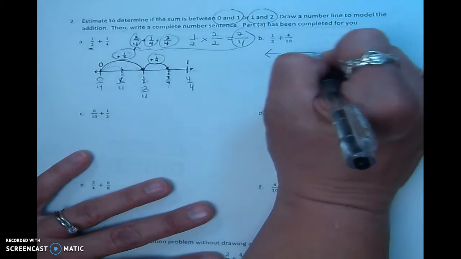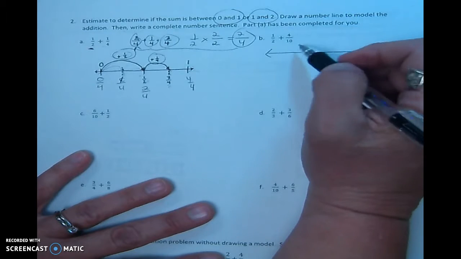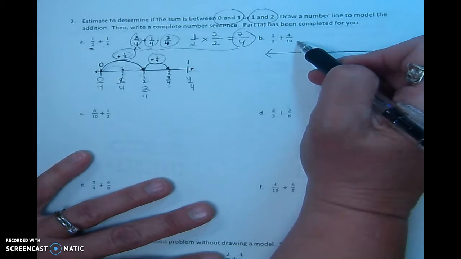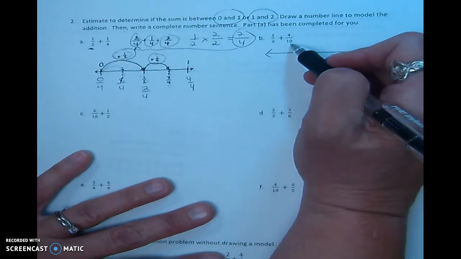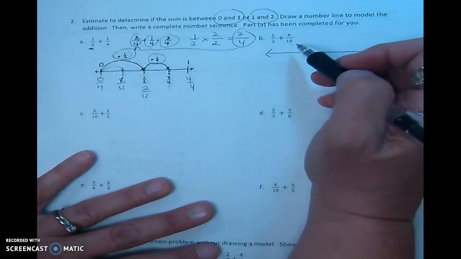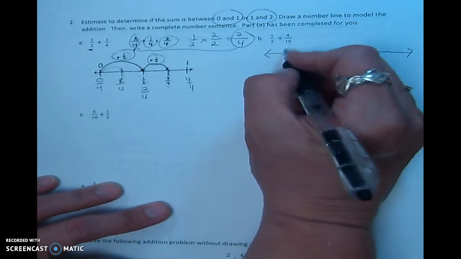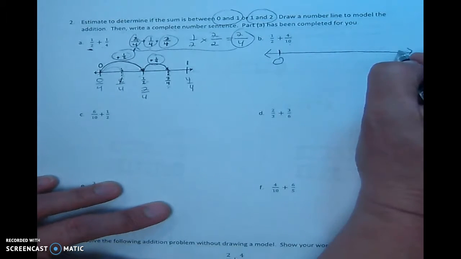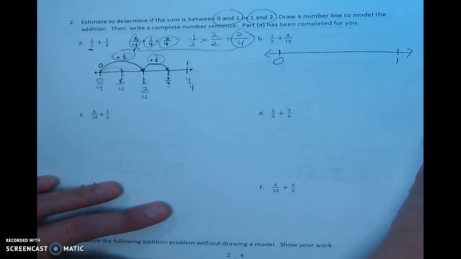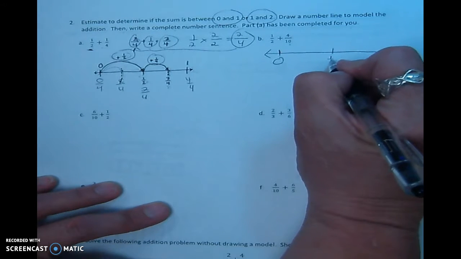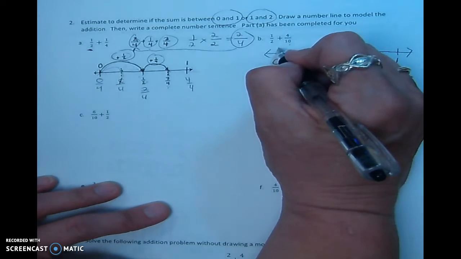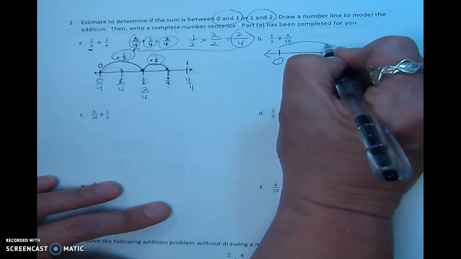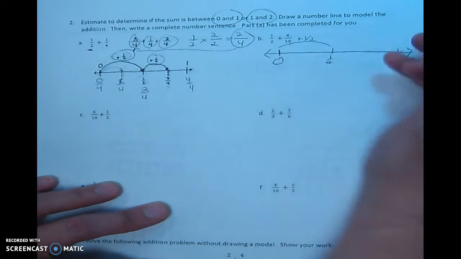Alright, so in letter B, we are going to start with, first of all, estimating. Is this going to be smaller than or larger than 1? Is it going to be between 0 and 1 or 1 and 2? Well, I know that 4/10 is less than 1/2, so I think it's going to be less than 1. So I'm going to put a 0 here and a 1 here. Now I'm going to put my half.